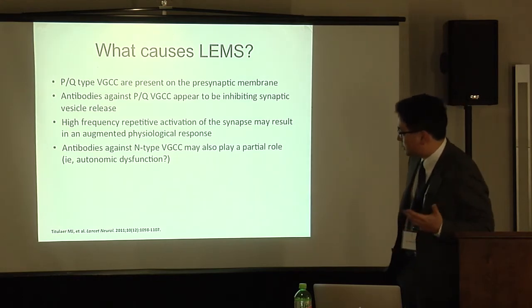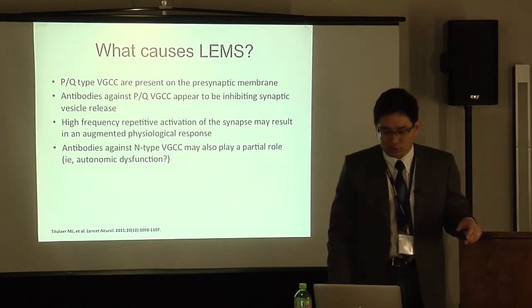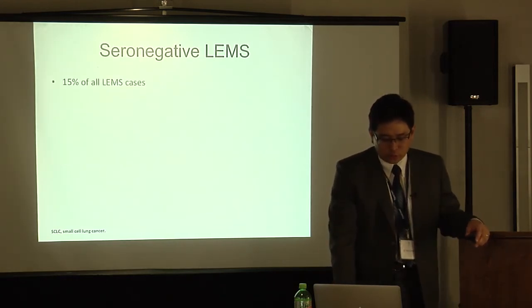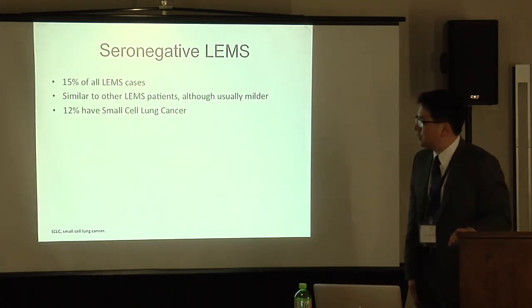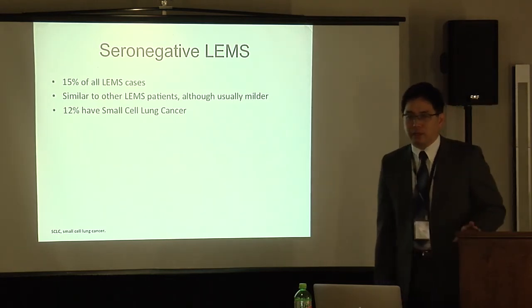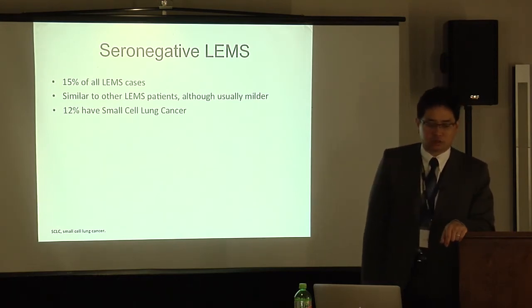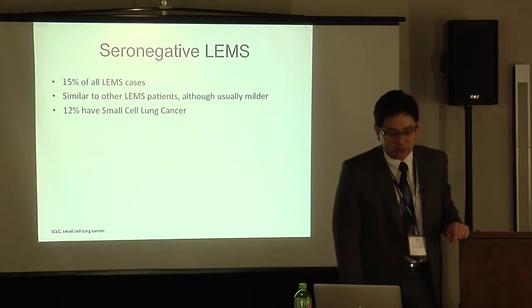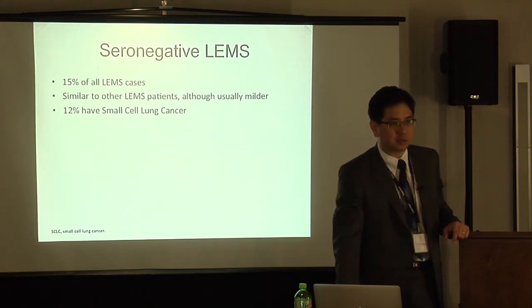There are also other antibodies. N-type voltage-gated calcium channels might play a role, and we think it might have something to do with autonomic dysfunction. There's also 15% of patients who don't have an antibody, and it's probably not because they don't have an antibody. It's because they probably have an antibody and we can't detect it. Either it's the same kind of antibody and our test is not good enough, or it's a different kind of antibody that we have yet to discover. Because we have every reason to believe that these patients still have LEMS through a very similar mechanism, through an antibody.